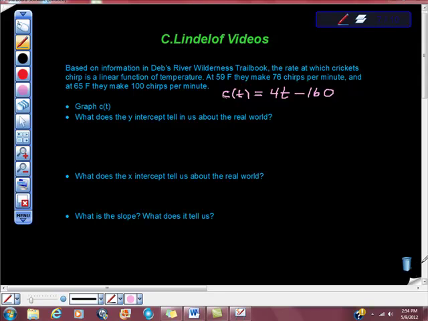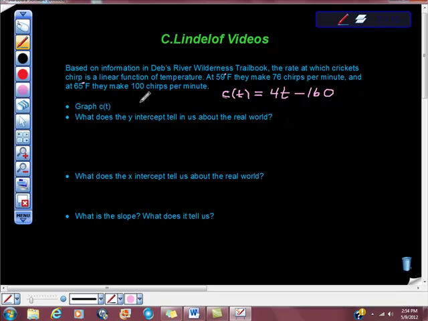All right, so we're continuing on. Based on information from Deb's River Wilderness Trail book, the rate at which crickets chirp is a linear function of temperature. At 59 degrees, they make 76 chirps per minute, and at 65 degrees, they make 100 chirps per minute. And we did some work. We used the formula for slope, and we used the point-slope theorem to find the function.